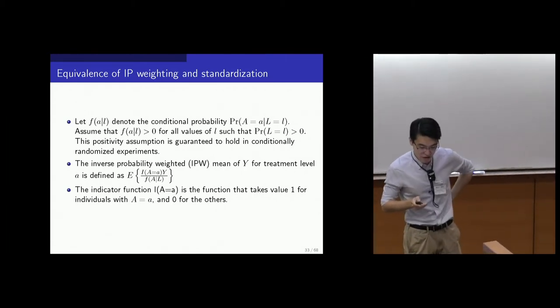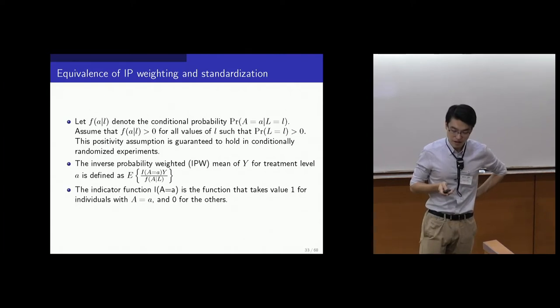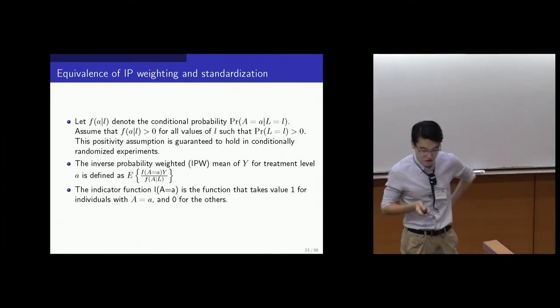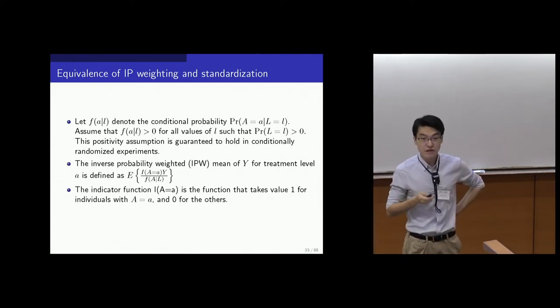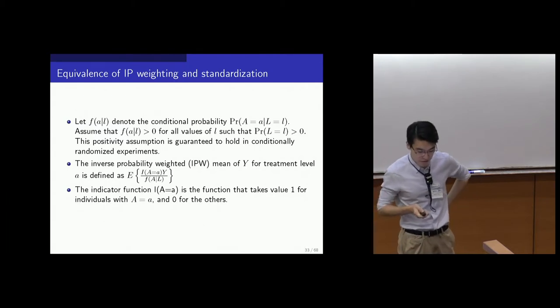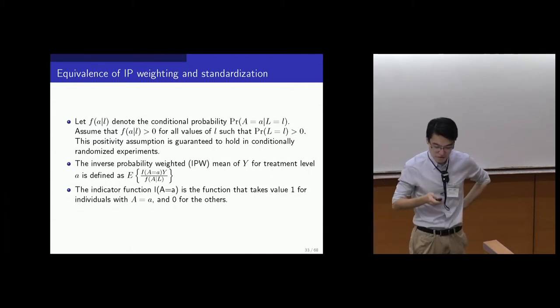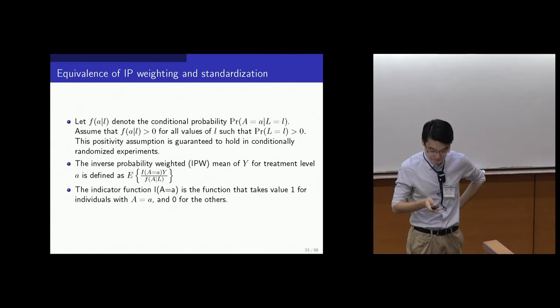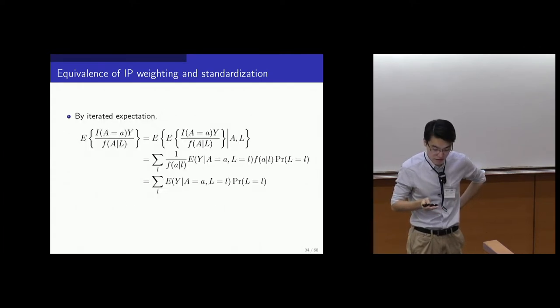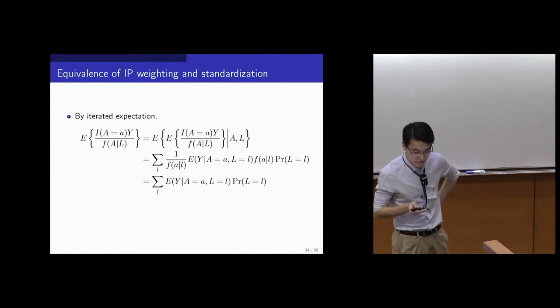So this slide will be just showing the equivalence of inverse probability weighting and standardization. Inverse probability weighting is another very commonly used method to elucidate causal parameters. I will just briefly go through it.